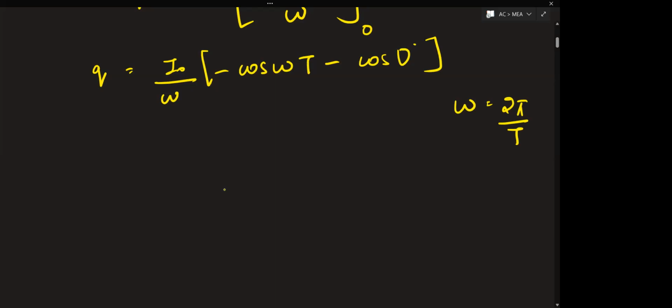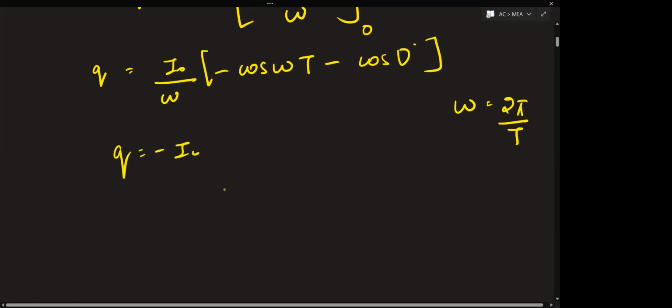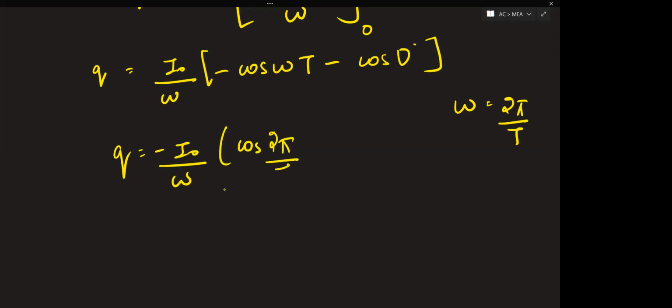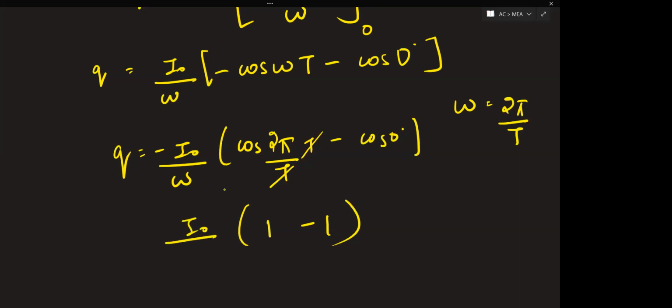Now see, I can also bring this minus sign over here: minus I₀ by ω, cos ωT can be written as 2π by T multiplied by this T, minus cos 0. See, T gets cancelled. You have cos 2π, cos 2π is 1, minus cos 0. Cos 0 is also 1. So this gives you 1 minus 1, that is 0, over ω. So the charge is coming out to be 0.